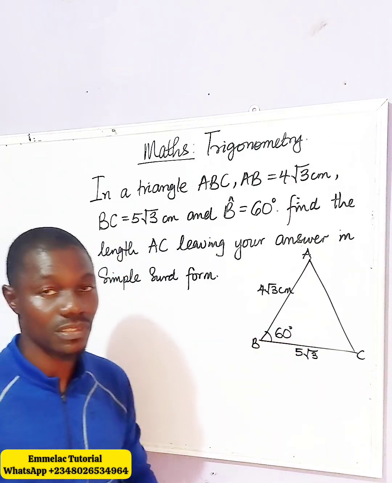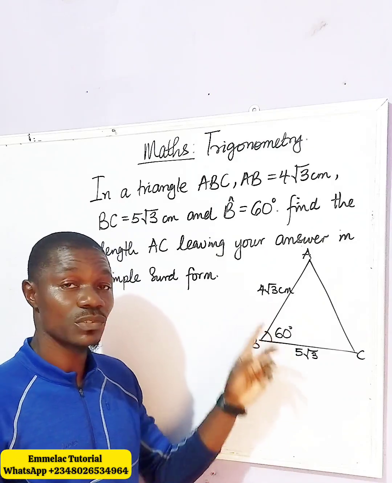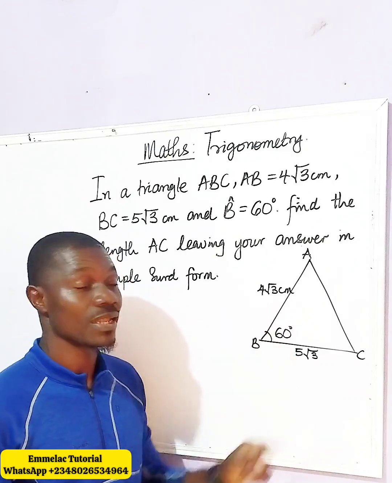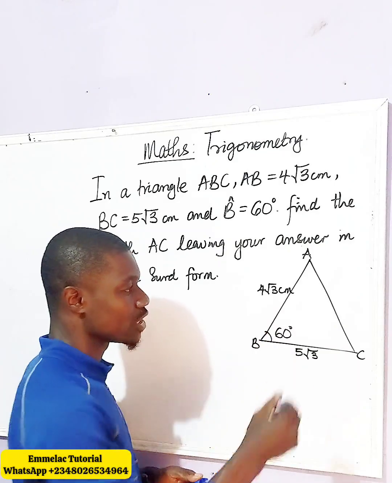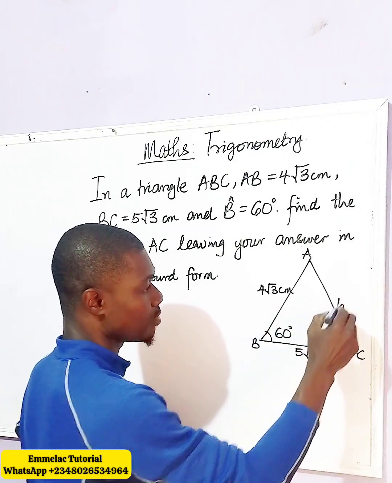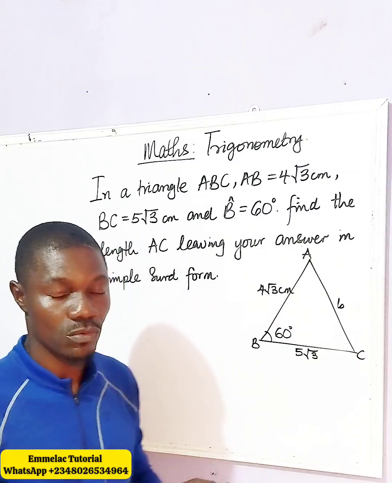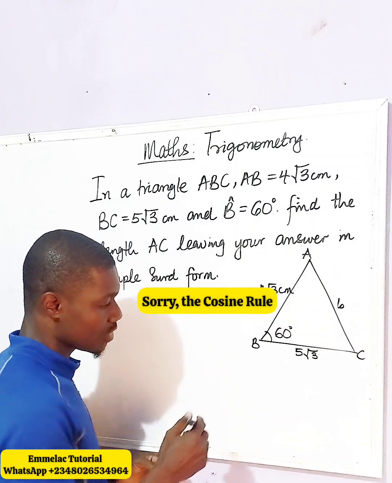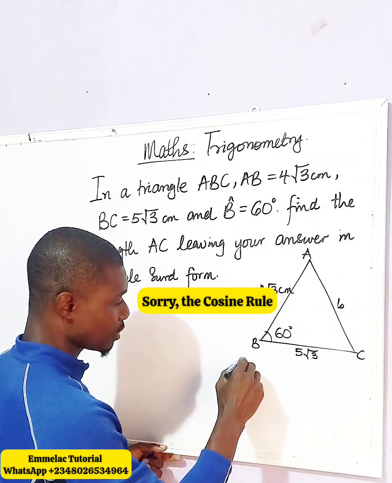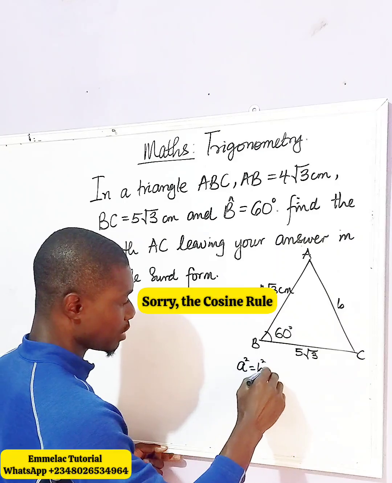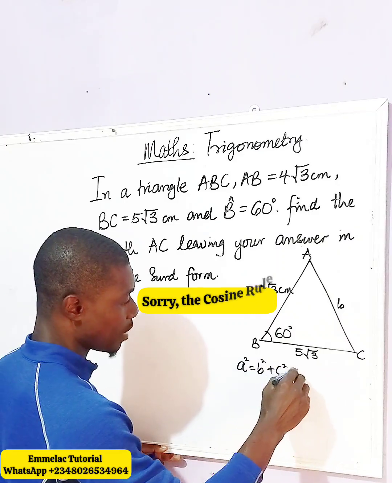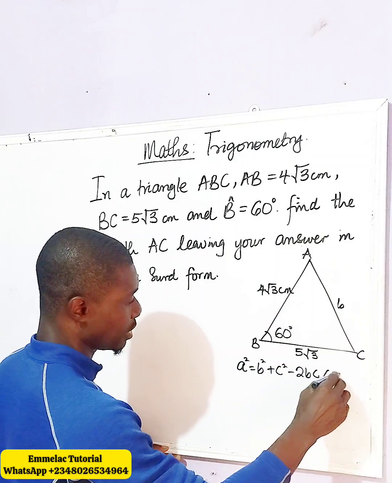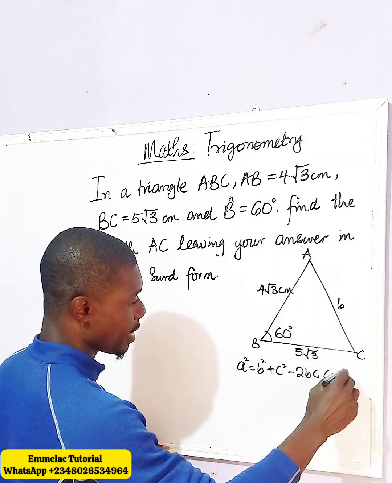All right. Now, since we are having two known sides and an angle, and we are told to find the third side of the triangle, let's make this one b. Okay, now we're going to make use of the cosine rule. And the cosine rule says a squared equals b squared plus c squared minus 2bc cos A.